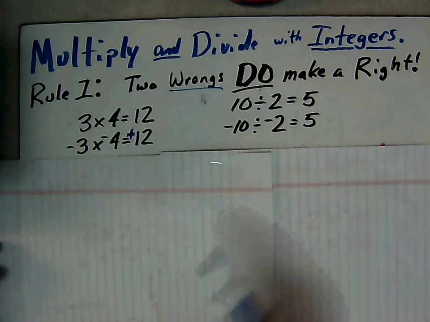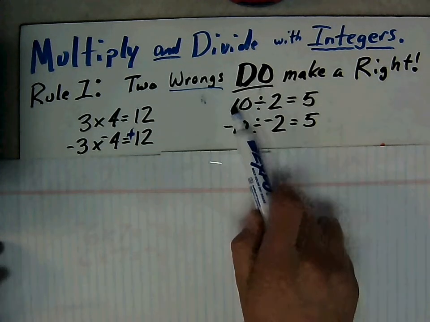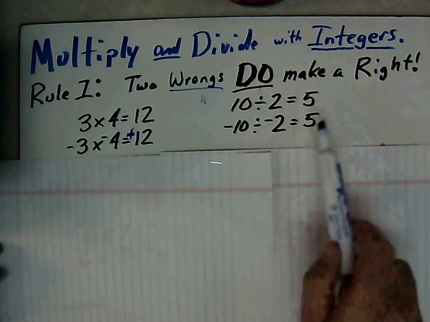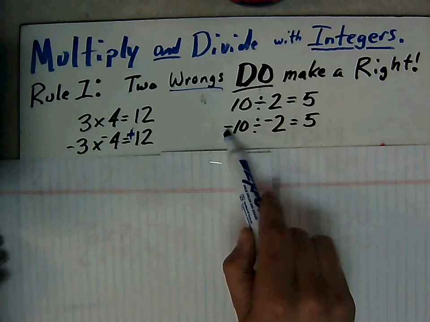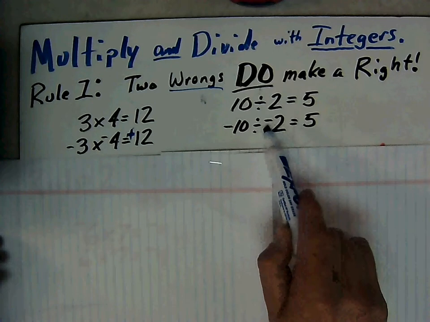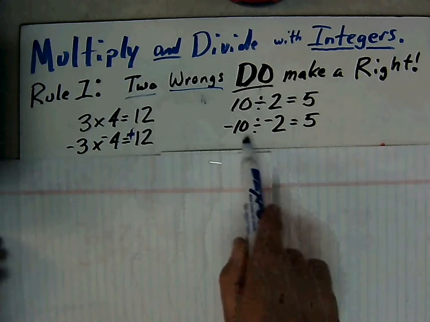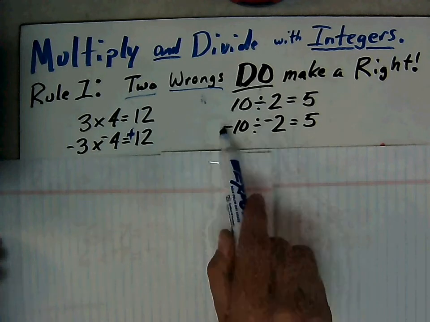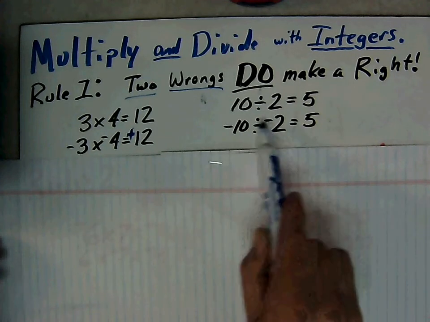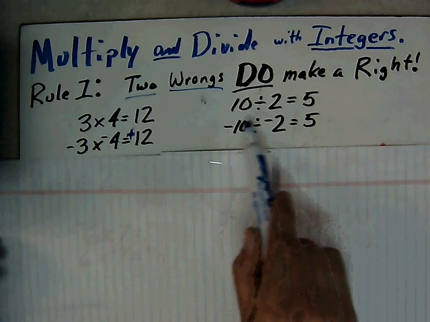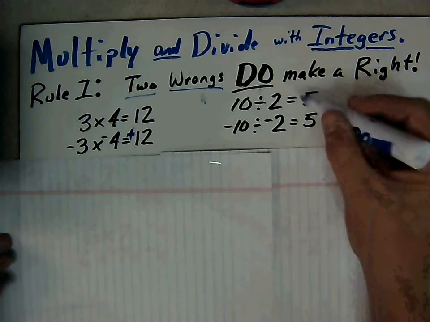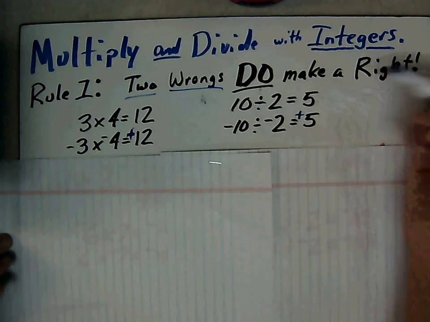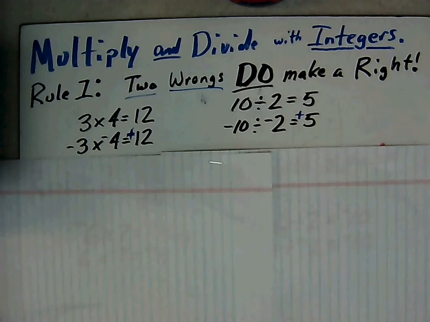Alright? Same with division. 10 divided by 2 is 5, just like it's always been. But if it's negative and negative, so that's two wrongs, so a negative 10 divided by a negative 2, they cancel each other out. So it's like this one makes this one a pair, so they cancel each other out. So two wrongs makes a right. So negative 10 divided by negative 2 is a positive 5. Okay, so two wrongs makes a right. That's the first thing. So two negatives makes a positive.